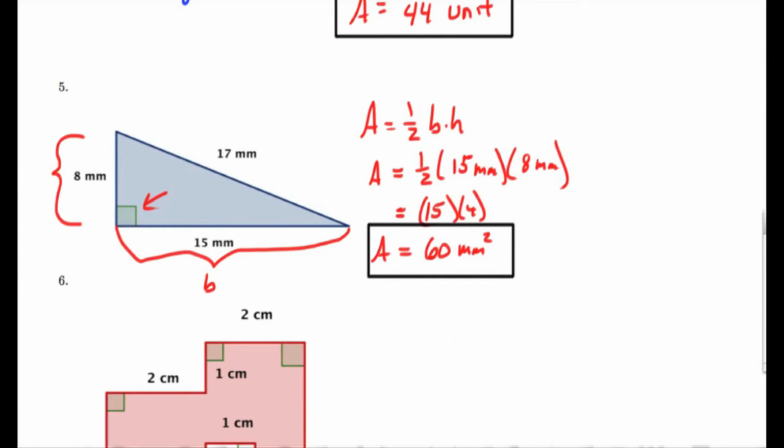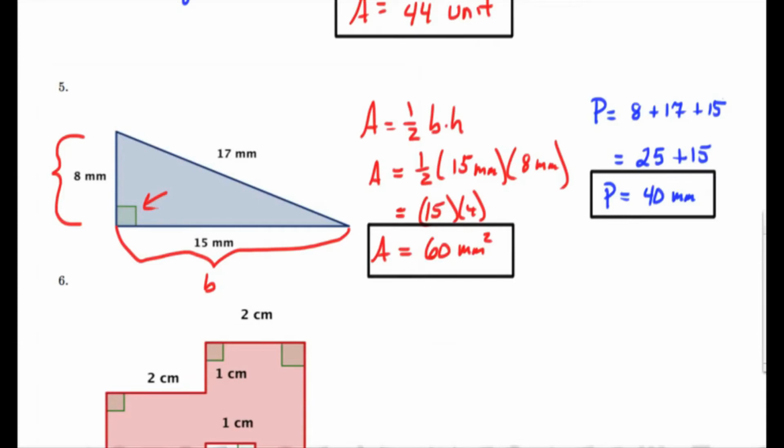So let's do perimeter. It's just all the sides added together for a triangle. So it's just going to be 8 plus 17 plus 15. Okay, so 8 plus 17 is 25, plus 15 is 40 millimeters. Let's make sure I did that right. Yes. Okay. Perimeter of this triangle is 40 millimeters.